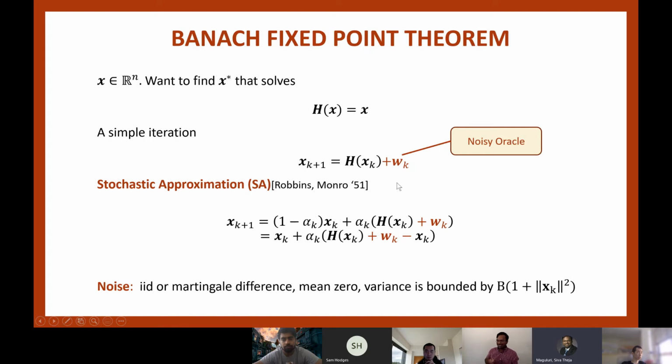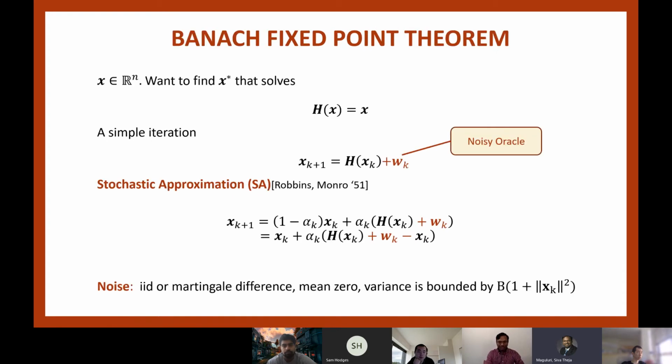So the oracle is adding noise. I give it an x, it gives me h of x plus noise. The noise it adds could depend on my x, and the variance could also depend on x. And I'm assuming that the variance is bounded by this quadratic form on x. And it turns out that this general assumption on the variance is required to use stochastic approximation in the context of reinforcement learning.